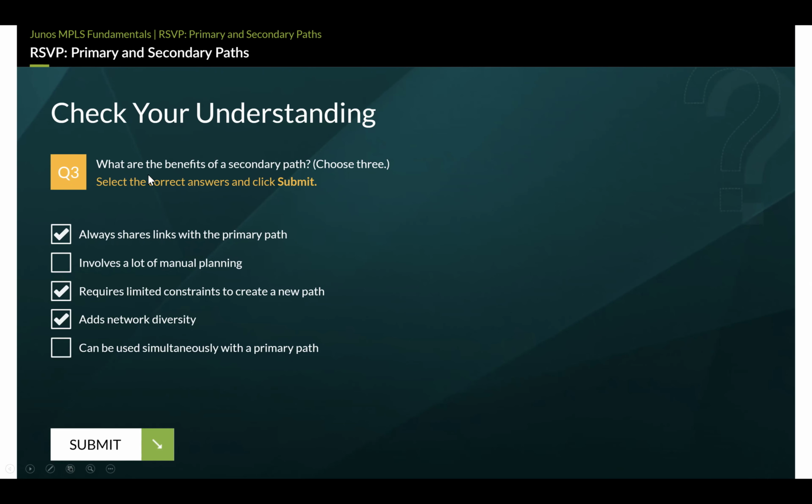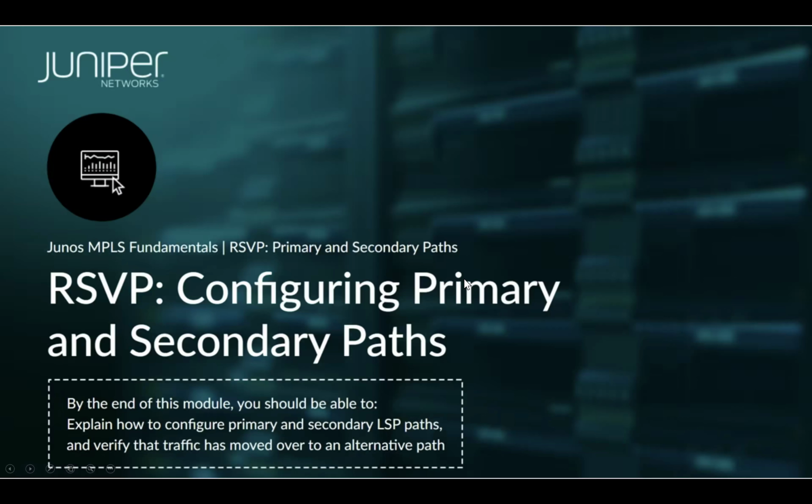Number three, what are the benefits of a secondary path? It always shares links with the primary path. It requires limited constraint to create a new path. It adds network diversity, which means your link will converge within a very short time. That is the achievement of creating the secondary path.